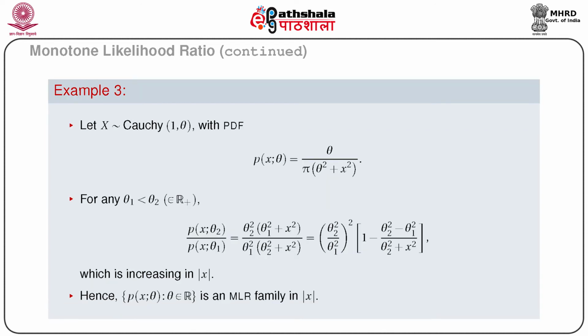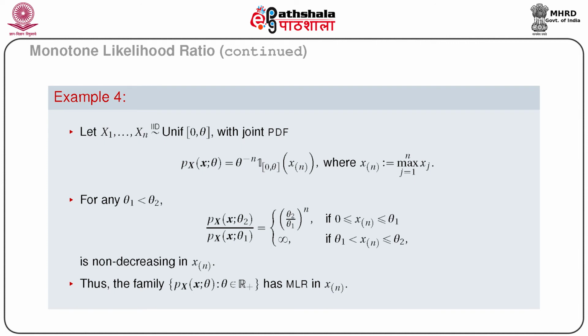Next we consider another example where x follows Cauchy with parameters (0, θ). Here P(x,θ) = θ/(π(θ²+x²)). For any θ1 < θ2, the ratio P(x,θ2)/P(x,θ1) is equal to θ2²(θ1²+x²)/(θ1²(θ2²+x²)), which can be written as (θ2²/θ1²)(1 - (θ2²-θ1²)/(θ2²+x²)), which is increasing in x² or in |x|. Thus, Cauchy(0, θ) is a member of the MLR family with MLR in |x|.